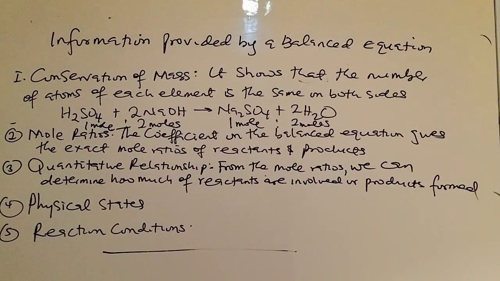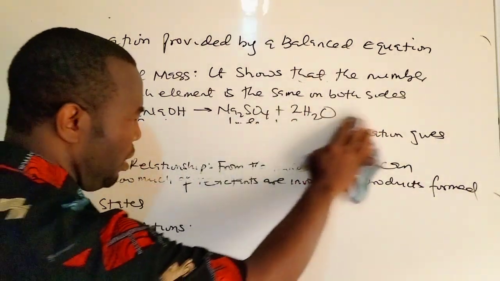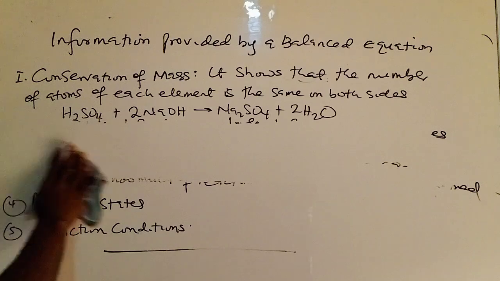Then number 4 information that a chemical equation provides is what's called the physical state. Although it's not necessary that you should put it, it's very important that the chemical equation should also provide physical state.